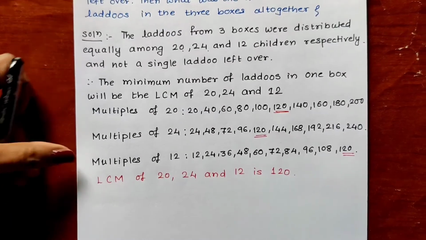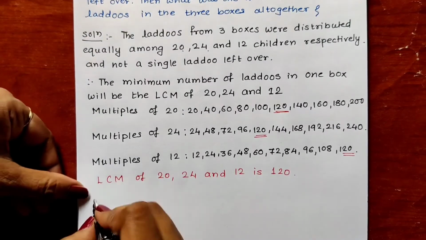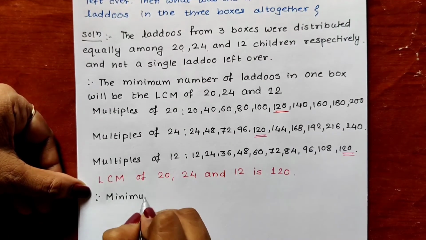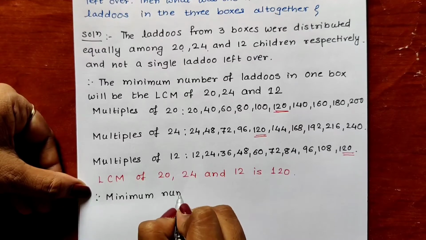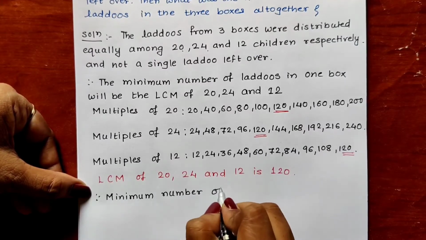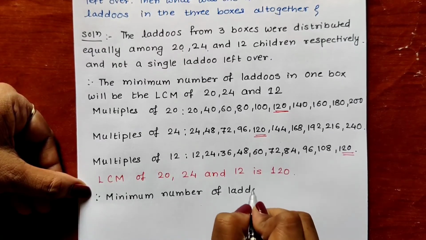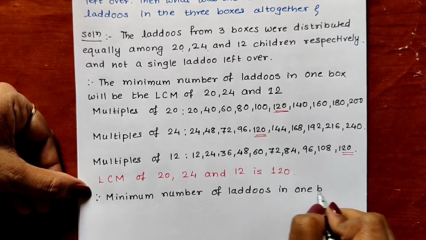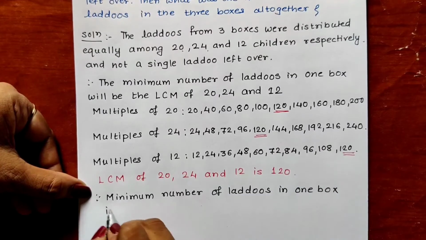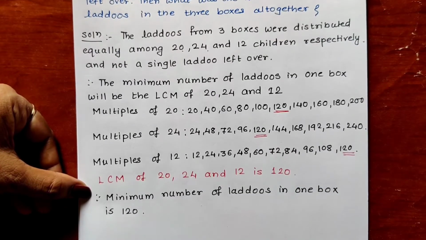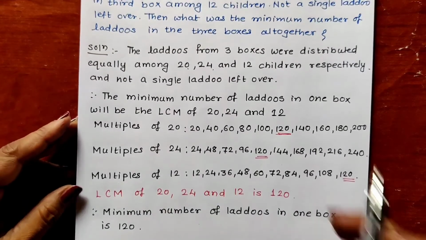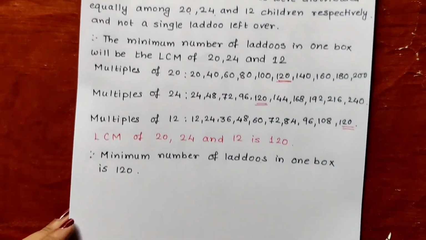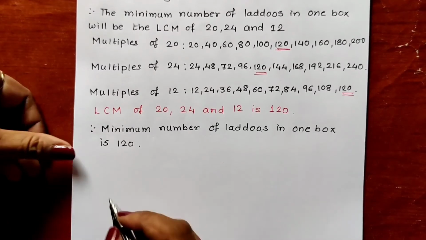That means what? Minimum number of laddus in one box. Therefore, minimum number of laddus in one box is 120. We have to find out the minimum number of laddus in 3 boxes all together. So what should be done? We have to multiply this 120 by 3.